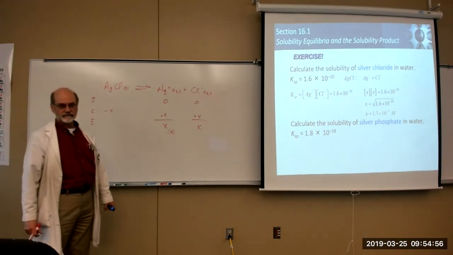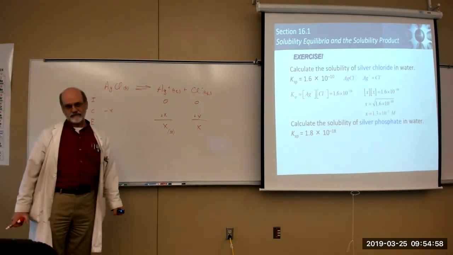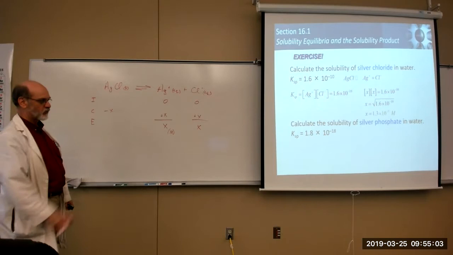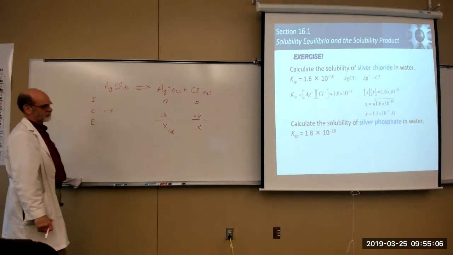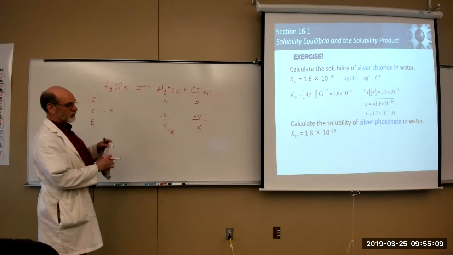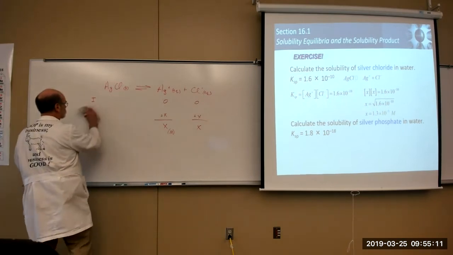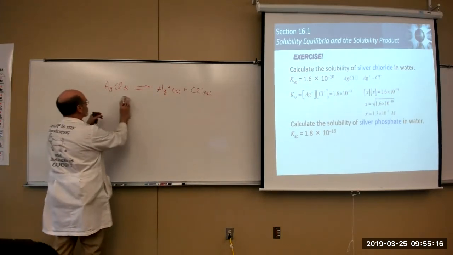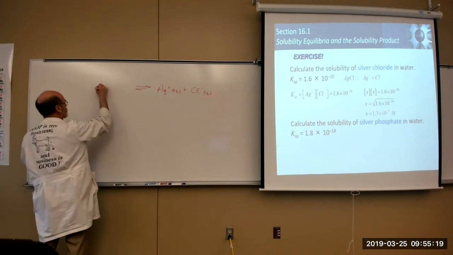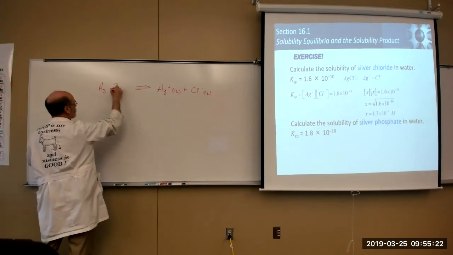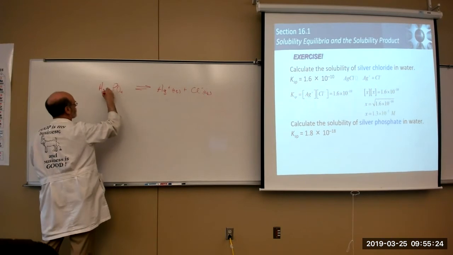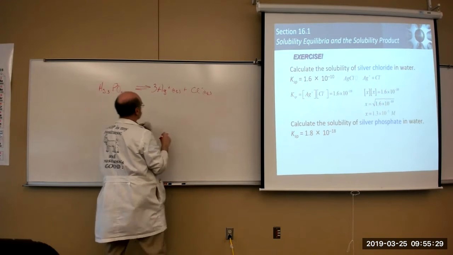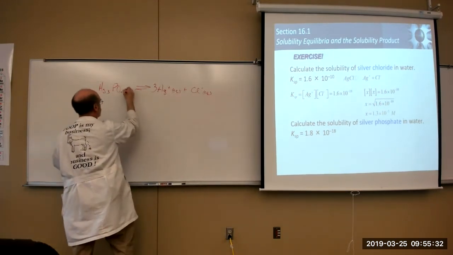So do we have an example where it's not 1-to-1? Yes, we will. Let's do the next one. We're going to do silver phosphate next. So we need to write what silver phosphate is. Silver is +1. Phosphate is 3-, right? So we need 3 of those.